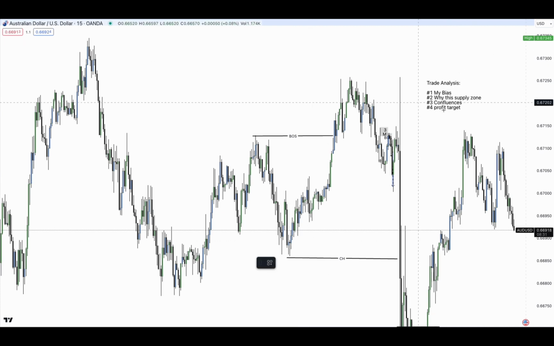We are going to start with a couple of things. So my trade analysis, we're going to go through bias, why I chose this supply zone for the sell, my confluences, and my profit target.